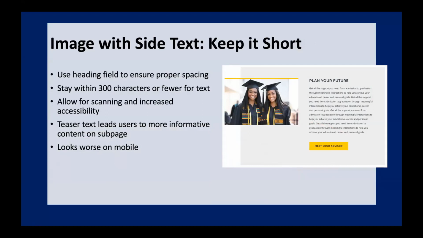And again, we want to keep it short. We want to use minimal copy. You want to have a heading field to ensure proper spacing. Stay within about 300 characters or less for the text. Now this will help with scanning and increase accessibility. Also, this should be a teaser text that encourages your user to go into a more informative and detailed subpage. And if you were to use a very long text paragraph inside this design block, it would look horrible on your mobile device.